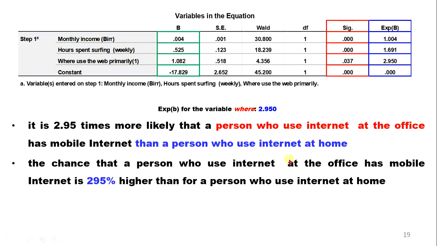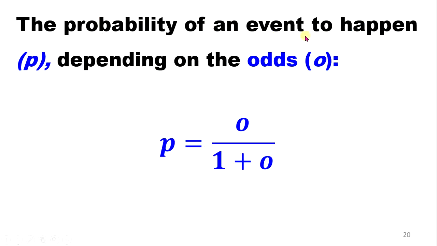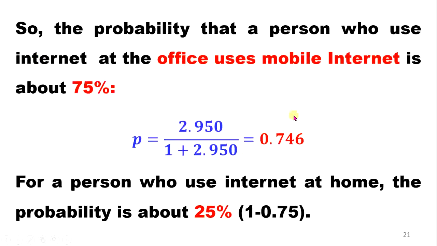አለባችሁ ኮንቲኒየስ ቫሪያብል እና ካቴጎሪካል ሲሆን በዚህ መልኩ ነው ኢንተርፕሬት የምናደርገው። ስለዚህ what is the probability of an event to happen depends on the odds አለ p is equal to the odds divided by 1 plus the odds that you have already calculated ማለት ነው። ስለዚህ so the probability that a person who use internet at office use mobile internet is about 75%. እንዴት ነው ያገኘነው? probability is equal to 2.95 divided by 1 plus 2.95 ይሄ 74.6 there is a chance that a person who use mobile internet at office uses mobile internet 75%.